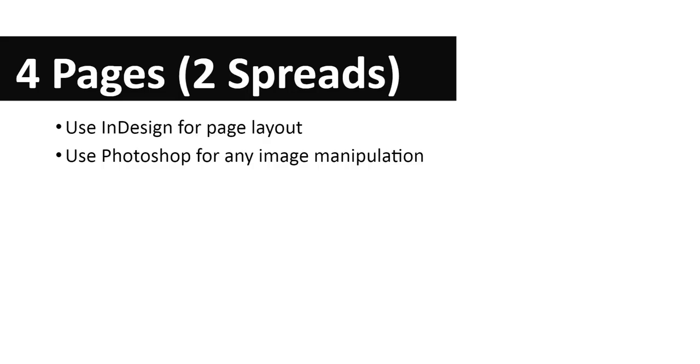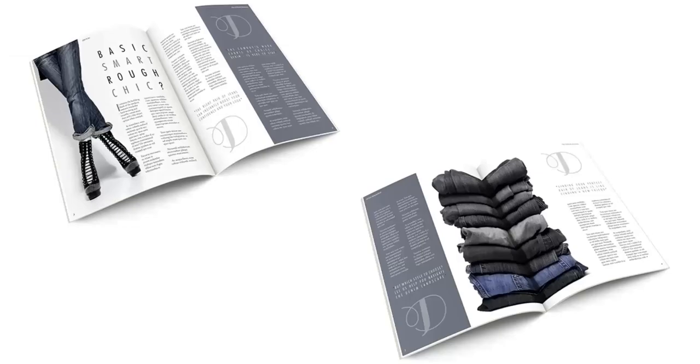The key thing on this is you're going to be doing what's known as two spreads. A spread is, imagine opening a book. You've got two facing pages. They're open. Same kind of thing with a magazine. When you open up a magazine, you open up two pages. That's called a spread. You're going to be doing a total of two spreads, which is the equivalent of 4 pages. So with this, here's an example of a 4-page spread.